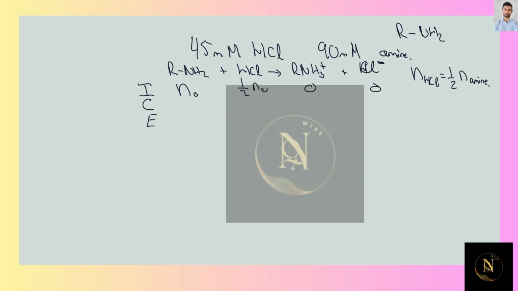The amount of change is given by the limiting reagent, which is the HCl. So minus 1/2 of N0, minus 1/2 of N0, 1/2 of N0 as a positive, and plus 1/2 of N0 as a positive. So at equilibrium, we're going to get 1/2 of N0, 0, 1/2 of N0, and 1/2 of N0.